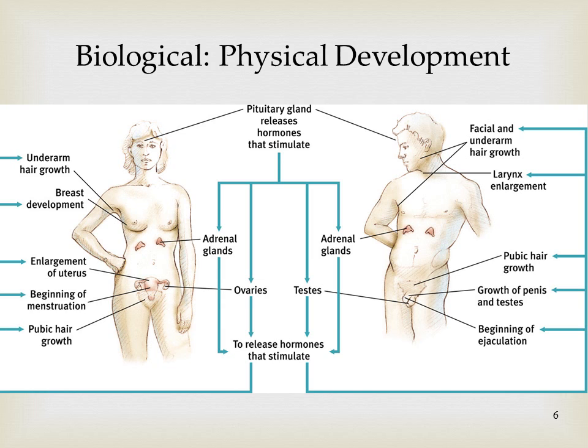That's all kind of the primary sex traits. Okay, and then on the other side, you have obviously the facial hair on the face and under the arms, the larynx enlargement. Okay, those are all secondary traits. The pubic hair for the male, and then you have the primary sex traits for the male. It's the growth of the penis and the testicles.